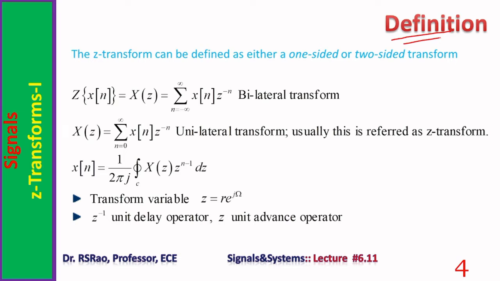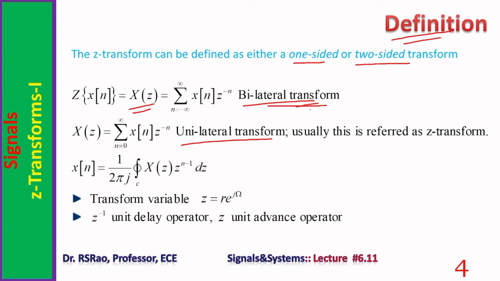Two types of transforms are there, one-sided and two-sided. One-sided is the unilateral transform, two-sided is the bilateral transform. The bilateral transform of a sequence x of n is usually denoted as X of z. X of z is equal to, by definition, the sum from n equals minus infinity to plus infinity of x of n z power minus n. This is the bilateral transform.